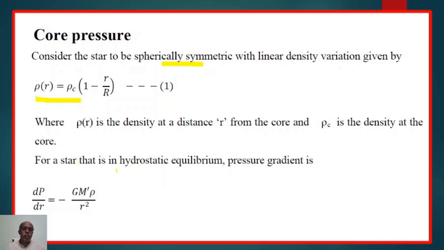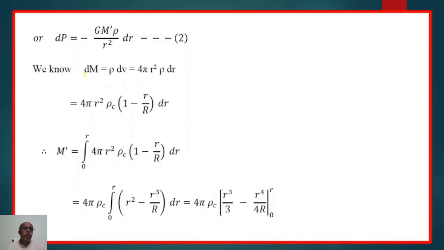For the star to be in hydrostatic equilibrium, the pressure gradient is given by dP by dr equals minus G m dash rho by r square, or otherwise dP equals minus G m dash rho by r square into dr. We know that dm equals rho into dV, that is 4 pi r square rho into dr. That will be equal to 4 pi r square into rho c into (1 minus r by R) into dr, and m dash is obtained by integrating this relation, where m dash is the mass of the innermost part of the star.